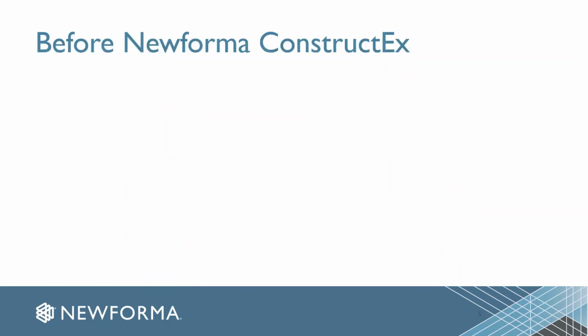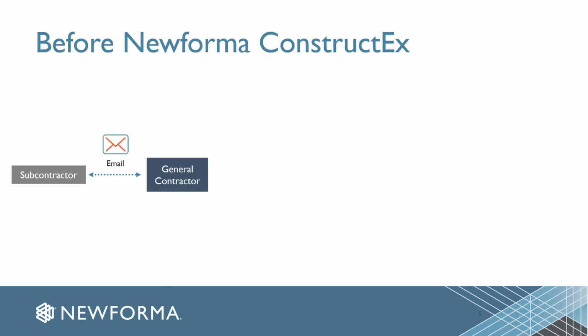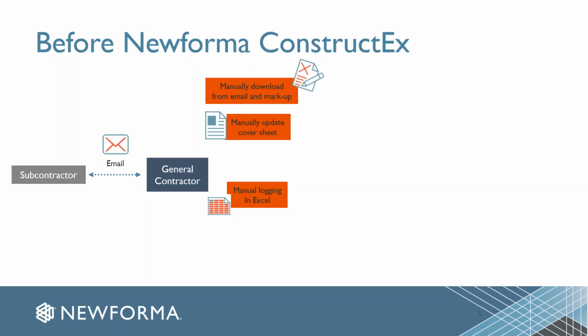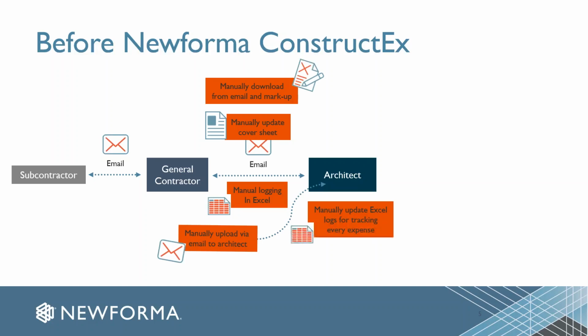Again, before ConstructEx, think about typically how you communicate on a project. You have your subcontractors submitting RFIs and submittals to the GC, very often through email. Then the GC has to take the manual step of logging that in an Excel spreadsheet, and then manually update the cover sheet with the information in the transmittal. Then they manually download everything and mark it up from the subs before they package it all up and send that off to the architect, who then goes through their own process to update their logging and update the cover sheet with their information, their stamps, and so on.